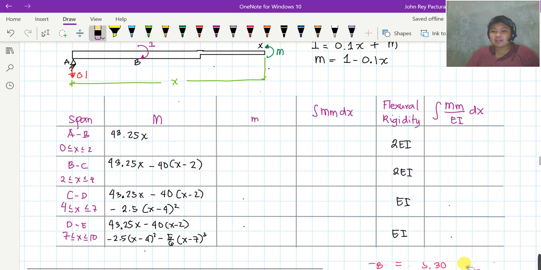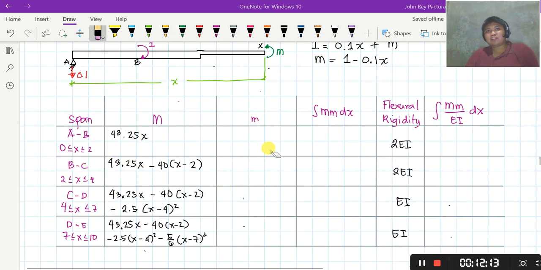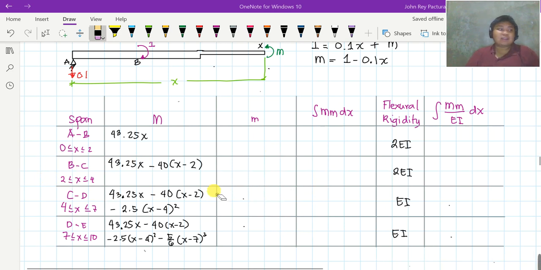So, actually, I already prepared class the tabulars, the format. So, all we need to do na lang here is to write the necessary data na kailangan natin. So, inuna ko na class, sinulat yung mga span. Di ba nga, yung AB is from 0 to 2, yung BC is from 2 to 4, yung CD is from 4 to 7, and yung DE is from 7 to 10. At the same time, class, yung moment function due to the real loads, ito na siya.